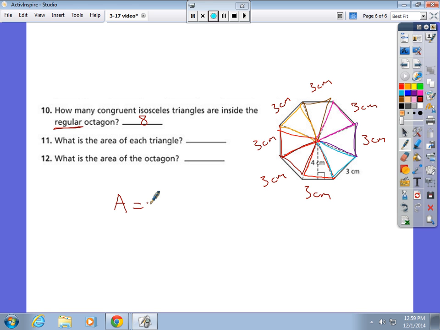Area of a triangle equals 1/2 base times height. Area equals 1/2. My base is 3. My height is 4. All right. So you can go ahead and figure out the area of each triangle by using that formula. You basically just need to solve right now. And then the area of the octagon, well, there's how many triangles in there? I think you'll be able to figure that out once you know the area of each one, which needs to be added up together to give me the total area.